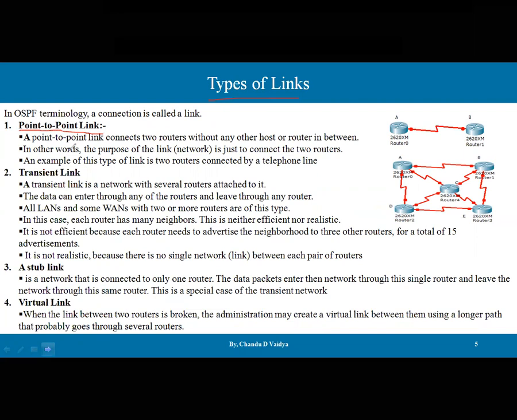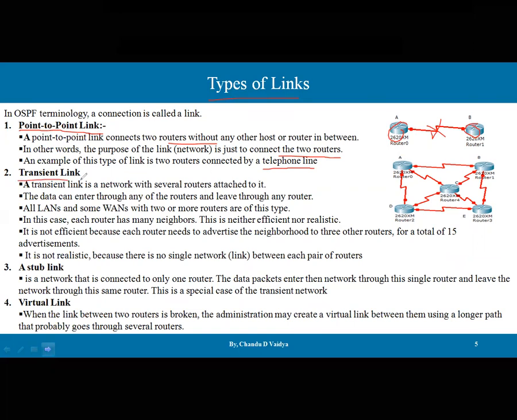There is the point-to-point link, guys. The point-to-point link connects two routers without any other host. So here, router A and router B, there is no other host available. So this is the point-to-point. In other words, the purpose of this link is just to connect two routers together. The best example of this is telephone lines. When we dial any telephone number, in between our phone and the other phone, there are no other numbers dialed. Okay, so only two entities are going to be exchanging their thoughts. So this is the point-to-point, one-to-one we can say.